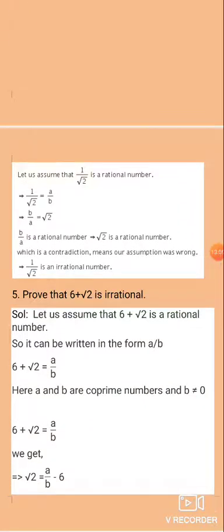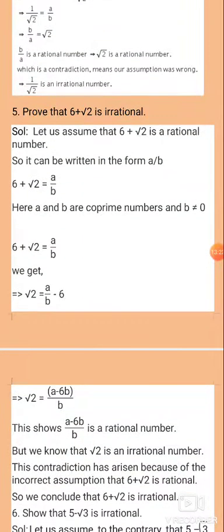Now the next question: prove that 6 plus root 2 is irrational. So the solution: we need to assume it is a rational number. So we can write it in the form a by b, where a and b are coprime. Here 6 plus root 2 is equal to a by b. The root containing term: root 2 is equal to a by b minus 6. Now next, cross multiply. Root 2 is equal to a minus 6b by b.